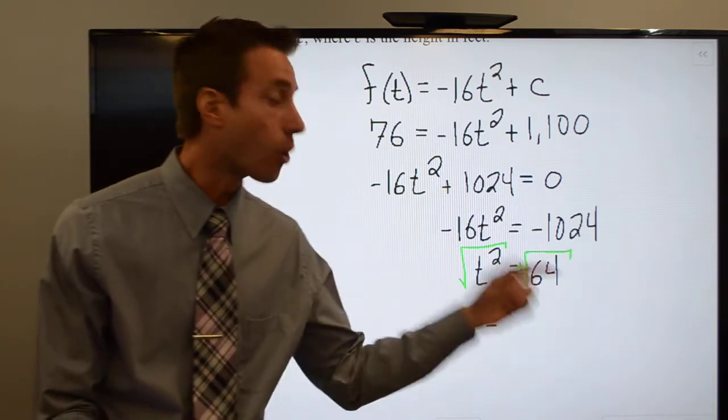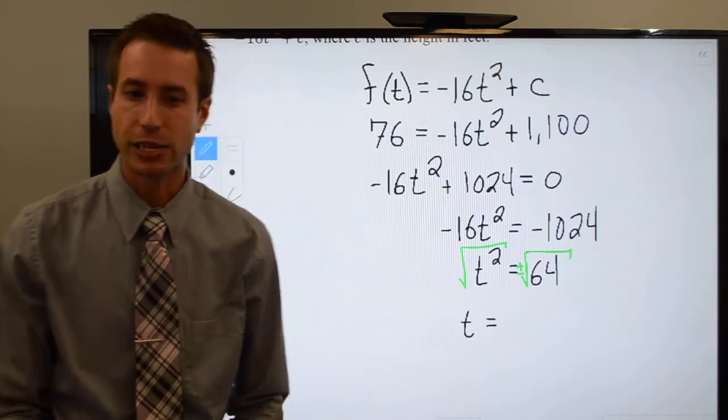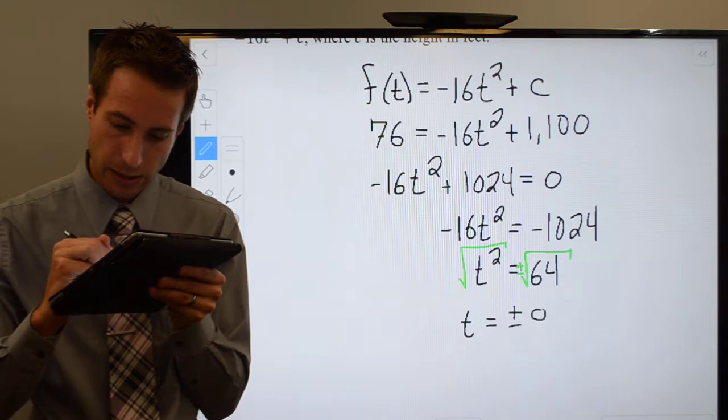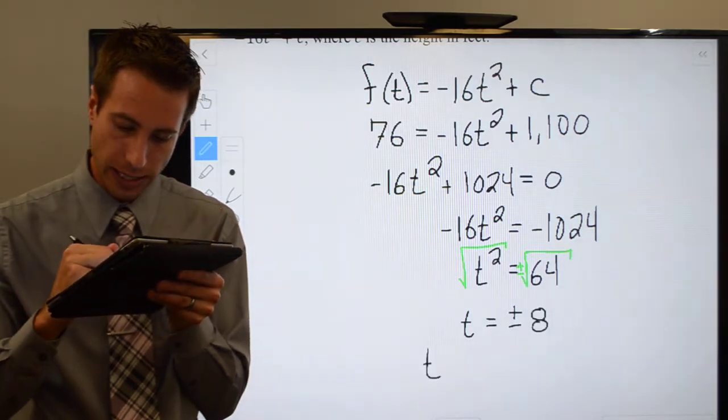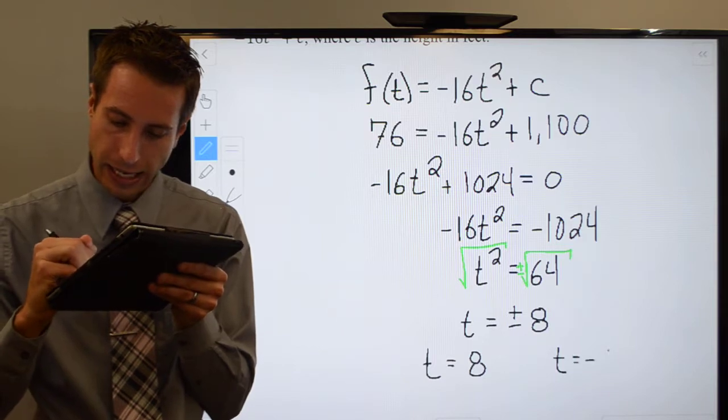And 64 is a perfect square, right? Remember, 8 times 8 gets you 64. So here's what we wind up with. We wind up with plus or minus 8. So I have two answers. t is equal to 8 and t is equal to negative 8.